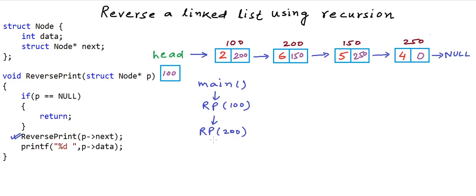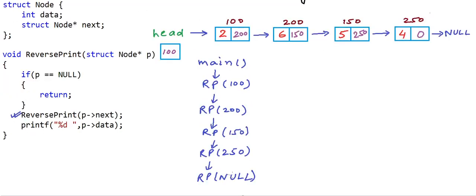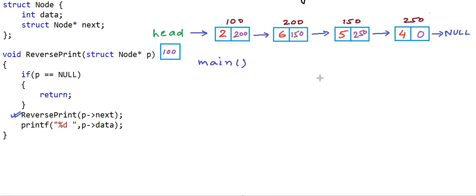So the recursion will go on like this, and when it reaches this particular call, when the argument is null, it will return. So this call will finish, and again the control will come to this call with address 250 as argument, and now we are printing the value of the node at address 250, which will be 4, and then this call finishes, and then we go ahead and print 5, and similarly we then go on to print 6 and 2. So recursion kind of gives us a way to first traverse the list in the forward direction and then traverse the list in the backward direction.